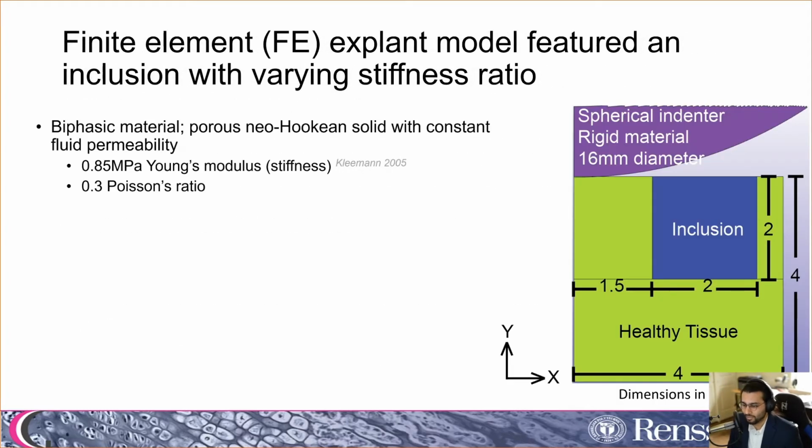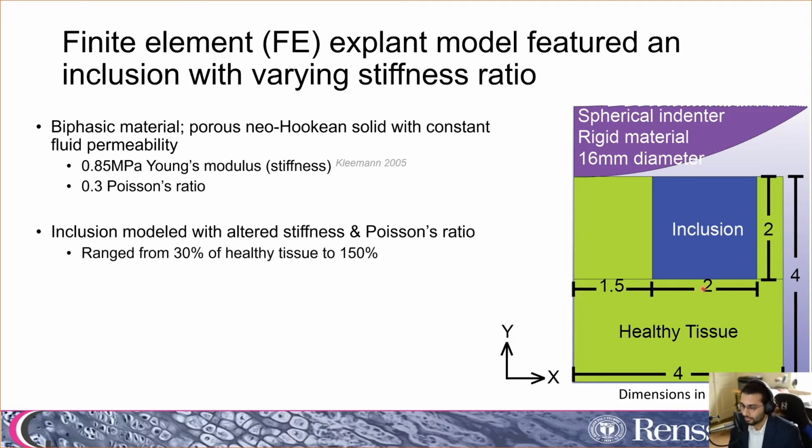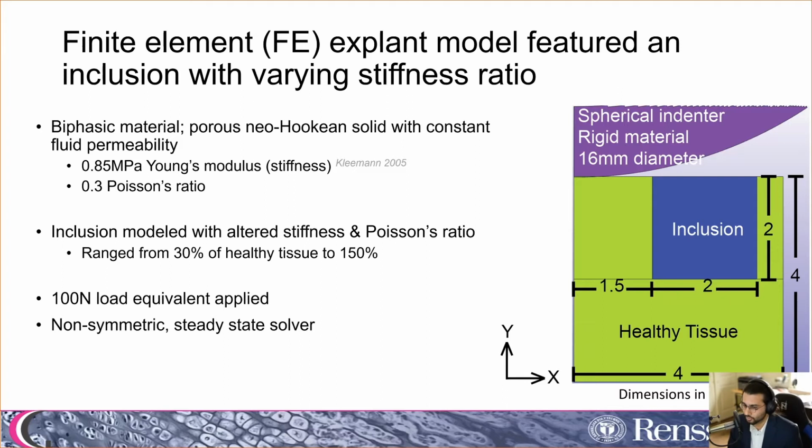To do this, I built an explant model with a rigid spherical indenter pressing in the center. This explant is cut in half, but is modeled as a rectangular cross-section of a cylinder with healthy tissue surrounding much of the explant, but also a region of inclusion with altered material properties. The healthy tissue was modeled as a biphasic material, a solid neo-Hookean material with constant permeability, but the inclusion was modeled with altered stiffness and Poisson's ratio. Stiffness ranged from 30% of the healthy tissue, which was very soft, to 150%, much stiffer. I applied the equivalent of a 100 Newton load and used a non-symmetric steady-state solver.